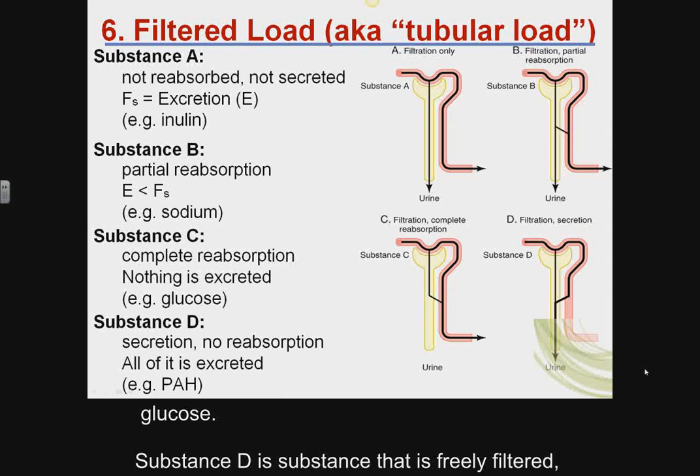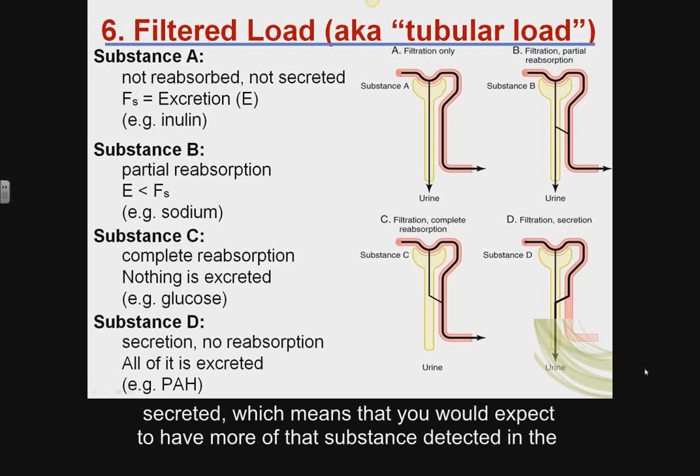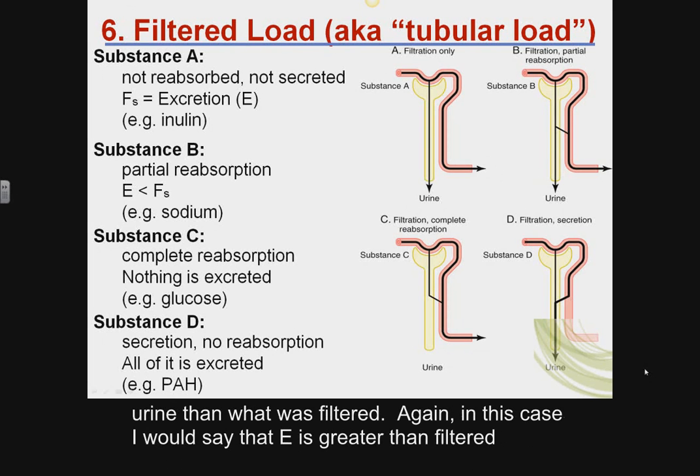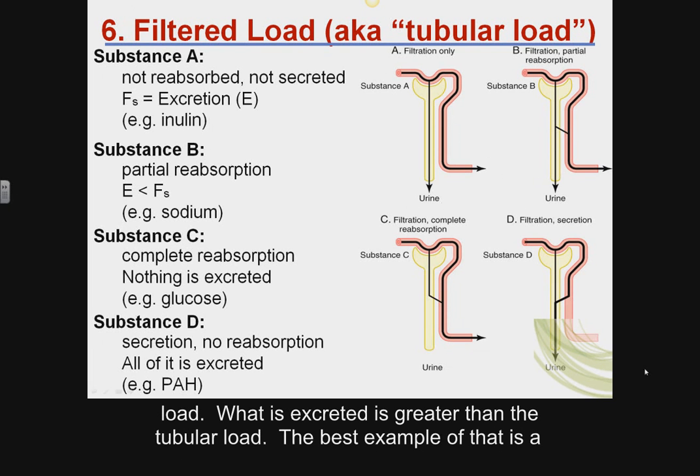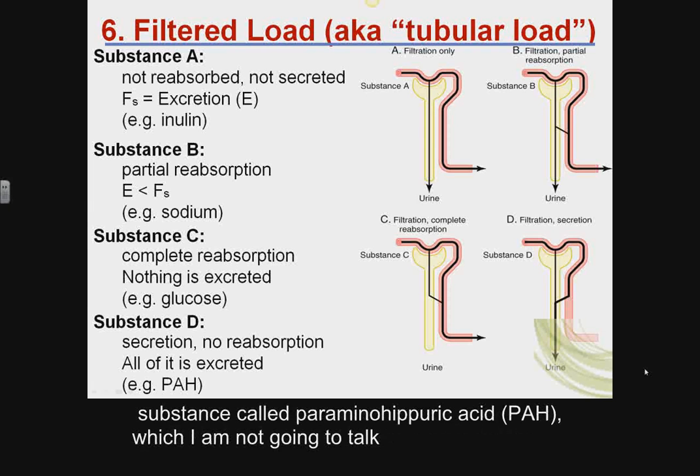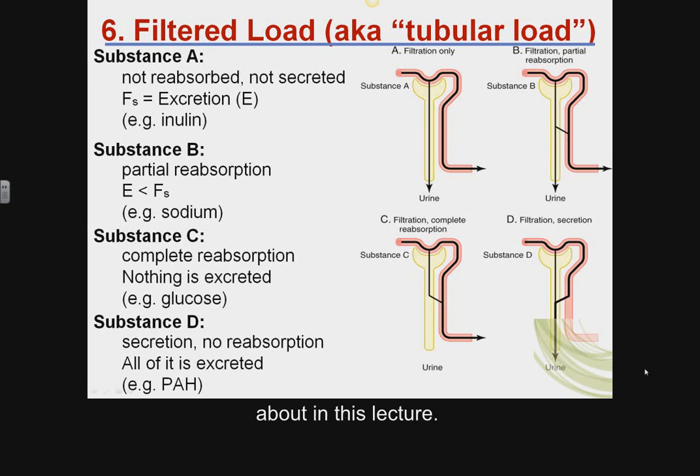Substance D is a substance that is freely filtered, but it is also secreted, which means that you would expect to have more of that substance detected in the urine than what was filtered. Again, in this case, I would say that E is now greater than filtered load. What is excreted is greater than the filtered load. The best example of that is a substance called para-aminohippuric acid, or PAH, which I am not going to talk about in this lecture.